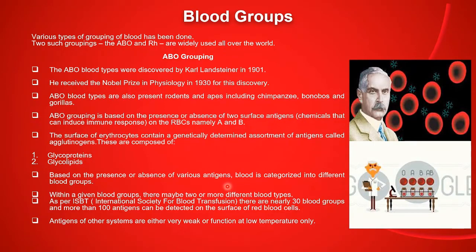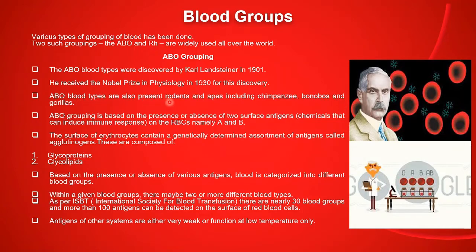Now coming to the blood group. A variety of blood groups have been discovered. So various types of groupings have been done for the blood. Two such groupings that are widely used all over the world are ABO and Rh. Now ABO blood grouping was first discovered by Karl Landsteiner in 1901. He received the Nobel Prize in Physiology in 1930 for this discovery.